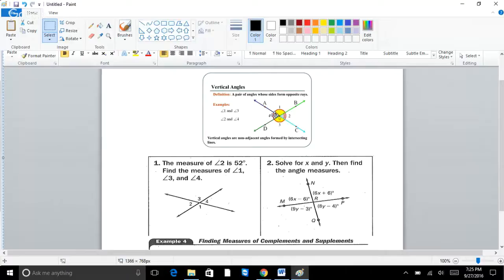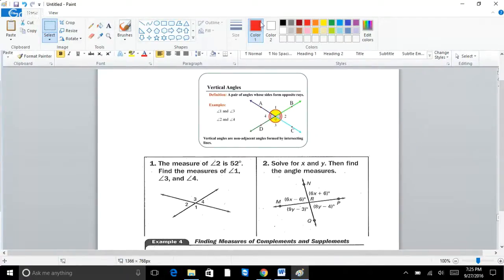That's actually really helpful to us because if we have a set of vertical angles, like example number 1 here, we're able to use that to figure out other angles within our diagram. Example 1 says the measure of angle 2 is 52 degrees.